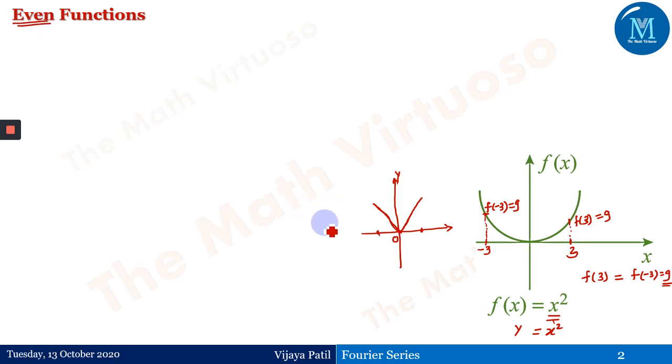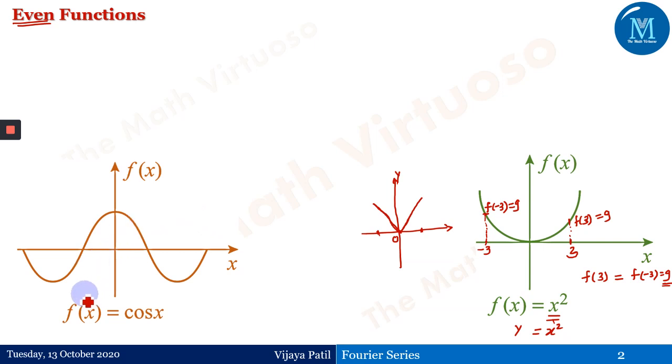So even functions are graphically symmetric about the y-axis. Suppose I consider the function cos of x. If you observe the y-axis, this part of the figure and the other part of the figure are exactly mirror images of each other, if I consider the y-axis as a mirror. That means they are symmetric. This curve is symmetric about the y-axis.